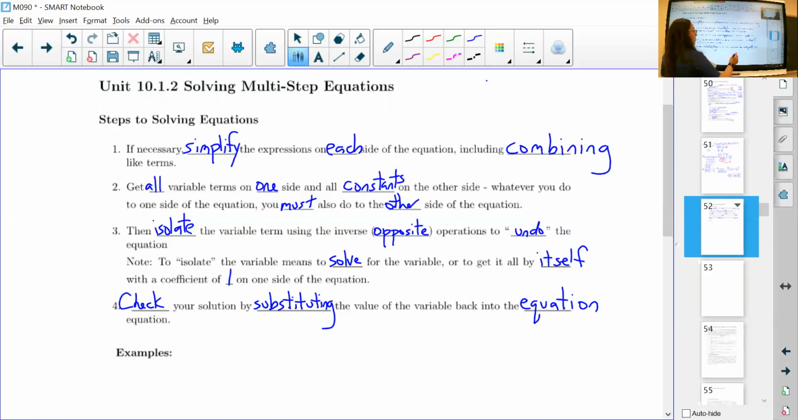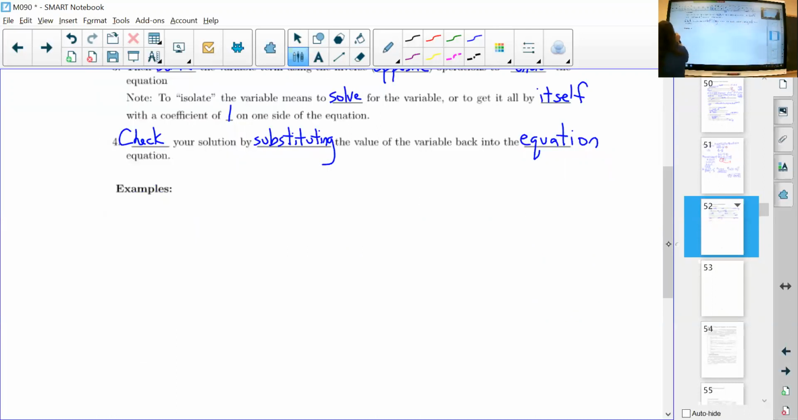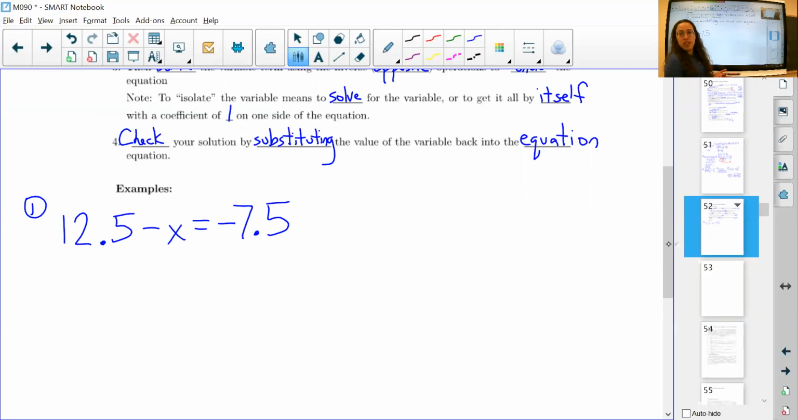Okay, let's start out. Example 1, we have 12.5 minus x equals negative 7.5. And we have several options here. We can move this constant over, we can move this x over, we can move this constant over. We're going to ask ourselves, what does it make the most sense to do in this case? Well, I can't simplify either side, so I'm done with step 1.